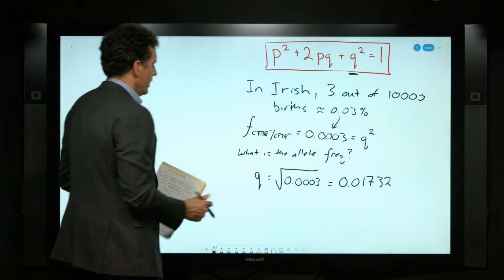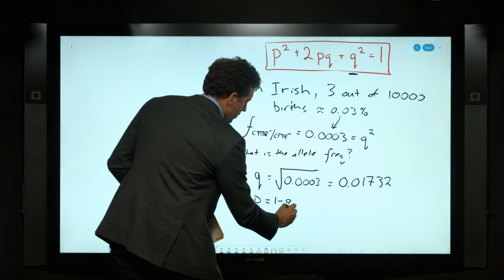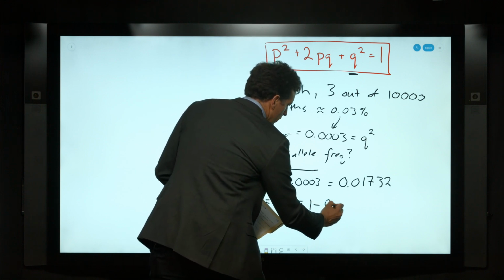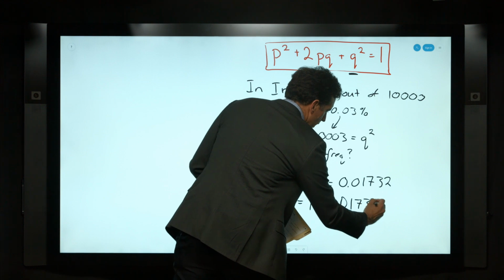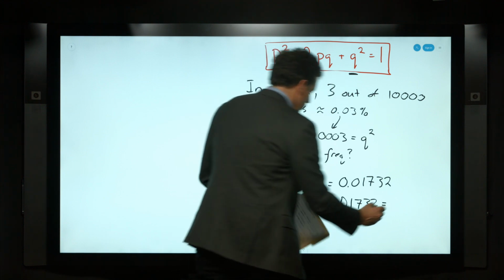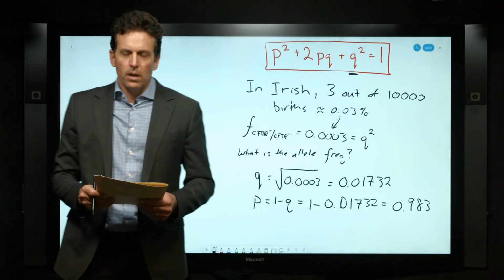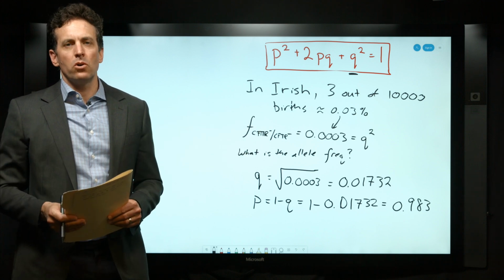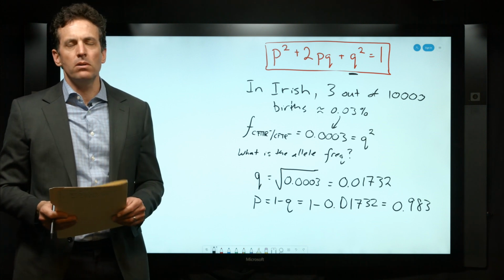We get it for free. And so p is going to be equal to 1 minus q. And so that's 1 minus 0.01732, which is equal to 0.983. And so p in this case is the wild type, or the non-disease causing cystic fibrosis or CFTR allele.